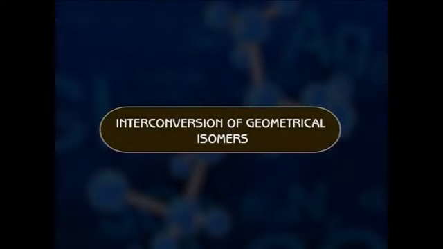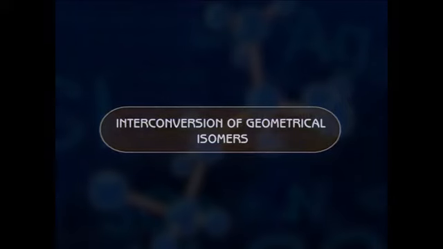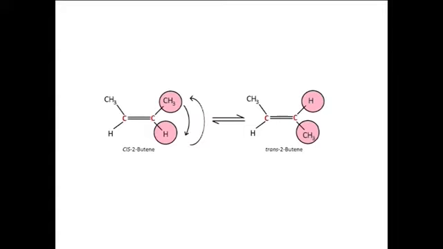Let's look at the interconversion of geometrical isomers. Geometrical isomers are stable at ordinary temperatures. One can be converted into the other, or to an equilibrium mixture of both, by heat, by exposure to ultraviolet light, or by catalysts. Let's look at the cis and trans 2-butene. This interconversion of cis to trans isomer involves the breakage of the carbon-carbon double bond. The cleavage of the carbon-carbon double bond requires approximately 40 kilocalories per mole of energy.